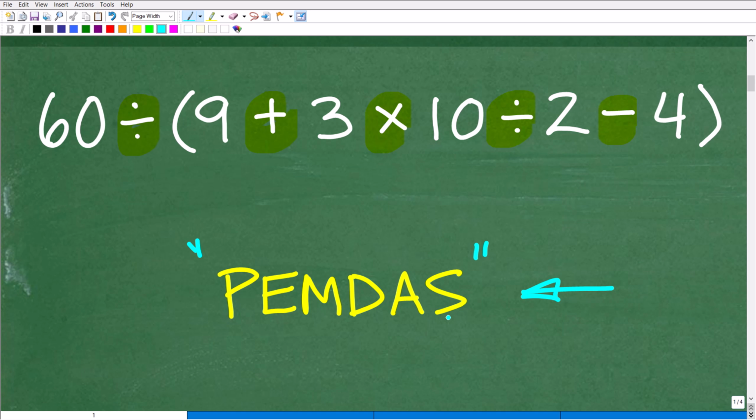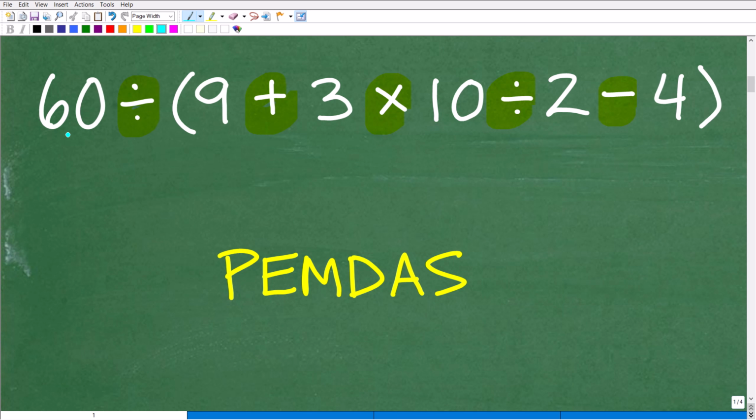PEMDAS. And there's a lovely little phrase that goes along with this, a mnemonic, a memory aid if you will. That is, please excuse my dear Aunt Sally. Now, I don't know what Aunt Sally did, but we thank her for her cool little phrase anyways. Now, some of you are saying, I don't even know what you're talking about. You're just telling me this is PEMDAS. What does it all mean? Well, let's get into this right now.